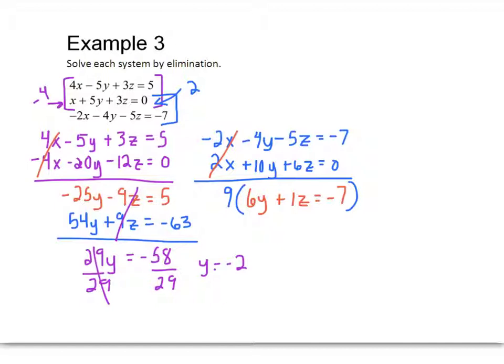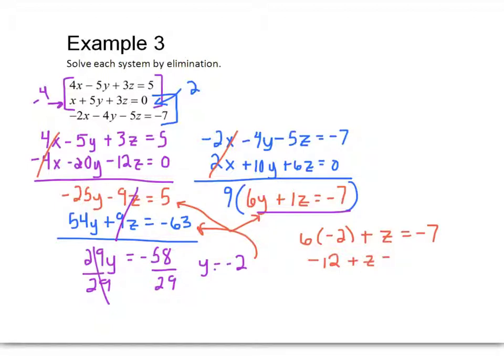Y equals negative 2. I need to plug that back into any of these three equations up here that just have y's and z's. And I'm going to pick this one right here because it has the smallest numbers. So 6 times negative 2 plus 1z, which is just z. I don't really need the 1 in front of that. 6 times negative 2 is negative 12. And then add your 12 to both sides. And z equals 5.